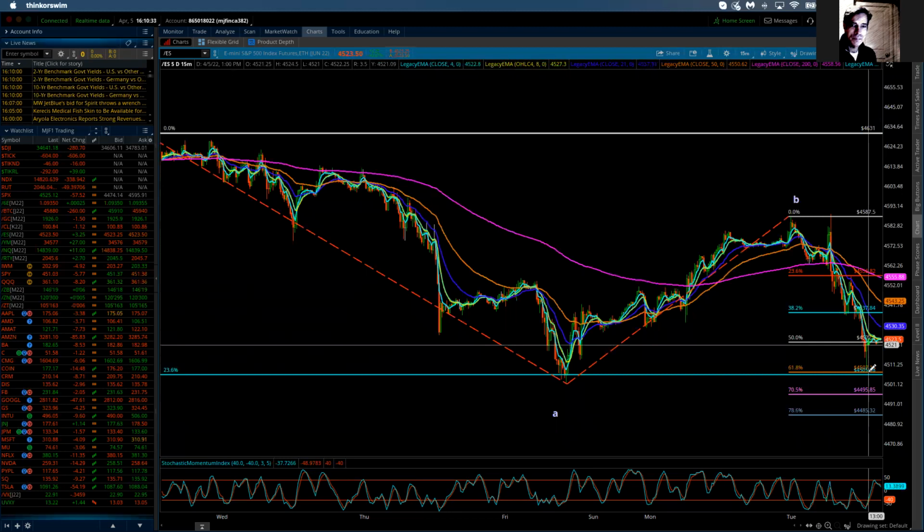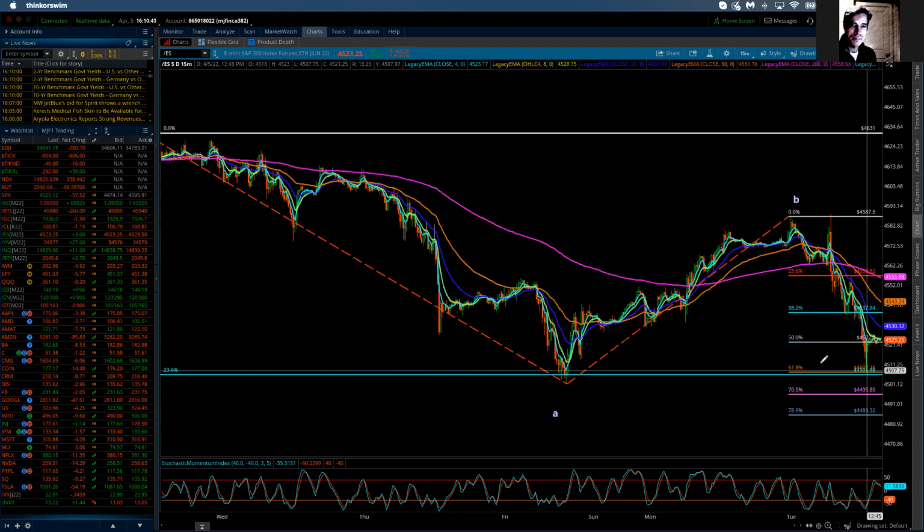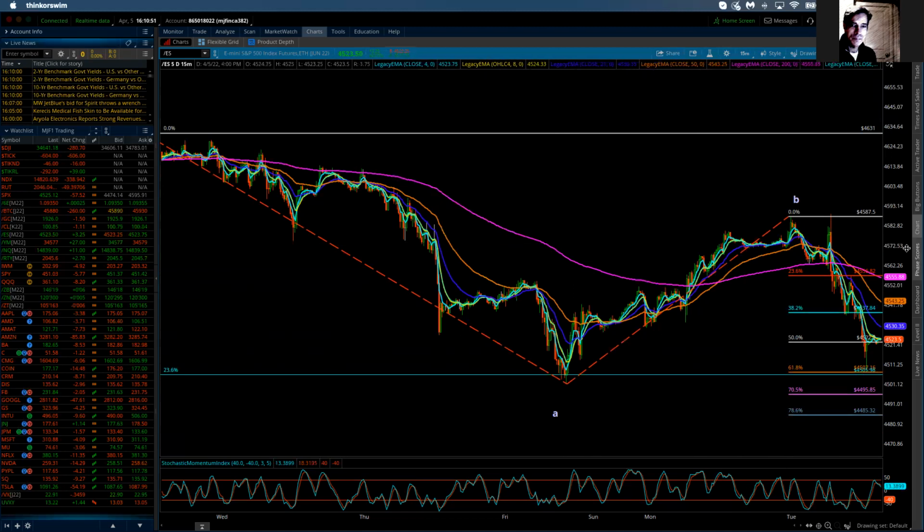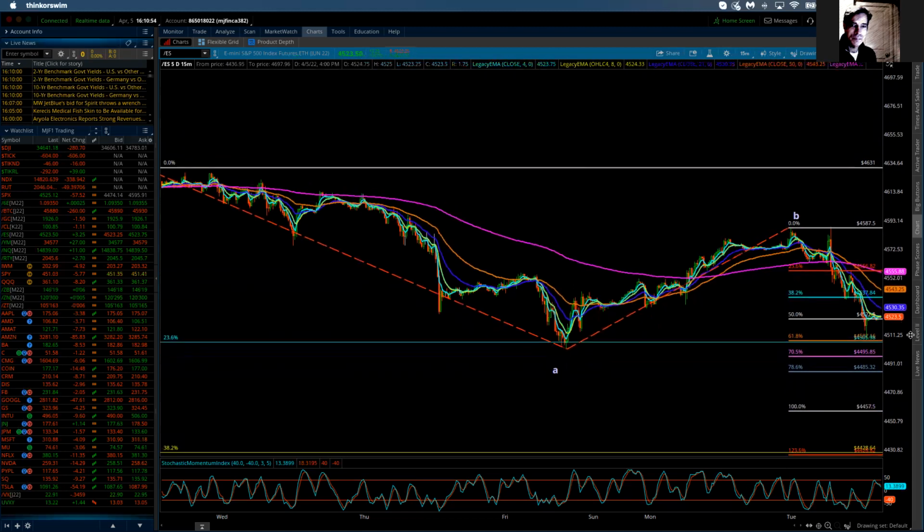So preferred view, we're dropping in a minor B wave with a minor C wave rally yet to come. Under that scenario, we would still be expected to break wave A, and that would come in at 4501. But we have some pretty decent support right below it.